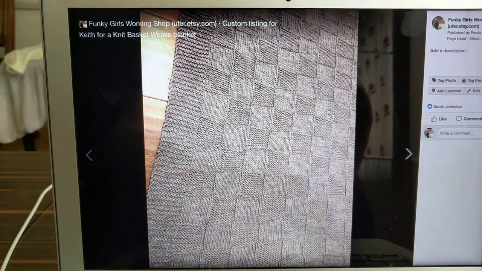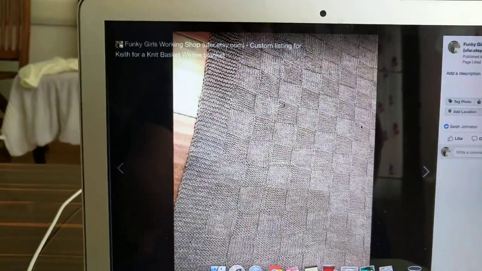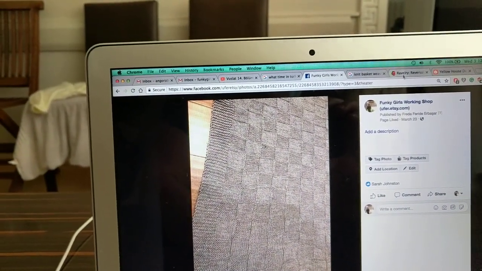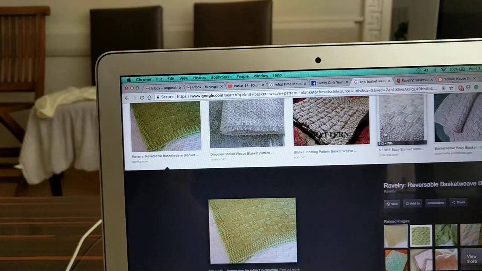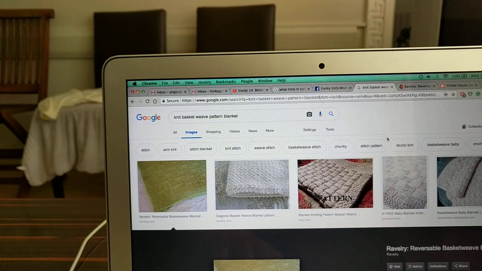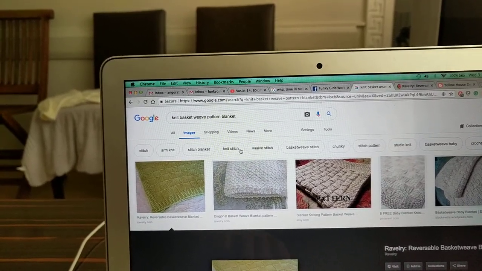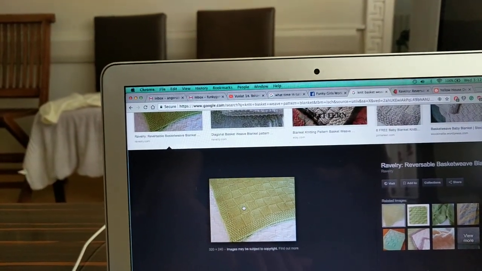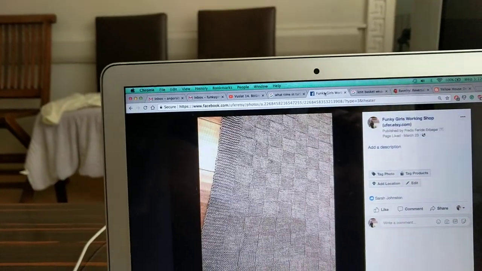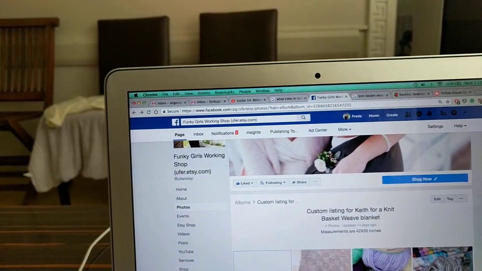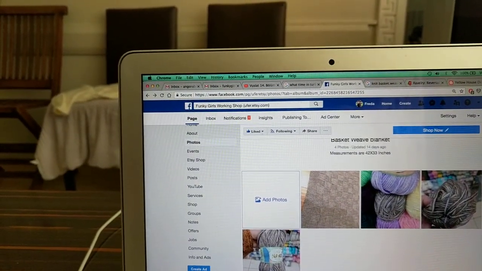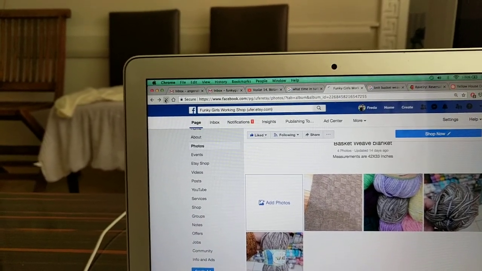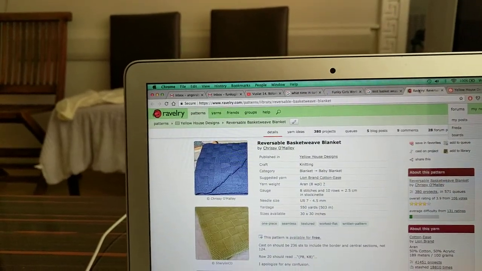So I'm going to be knitting this, and I searched and searched and I found this. When you go to Ravelry and write down knit basket weave patterns, this comes up. This is the closest one that I found, and the measurements that I'm supposed to be knitting for her, so I have to be careful with the measurements. It's supposed to be 32 by 33. So I have to be very careful when I'm knitting. I need to measure as I go.